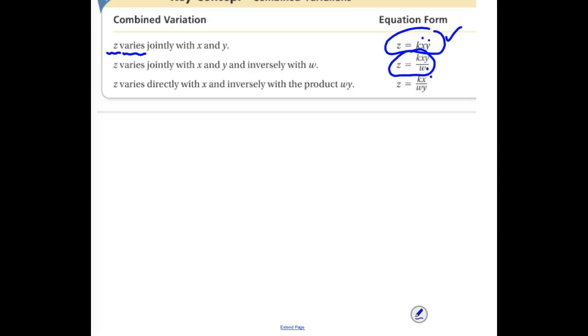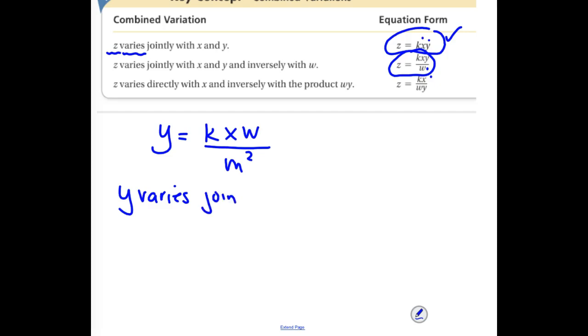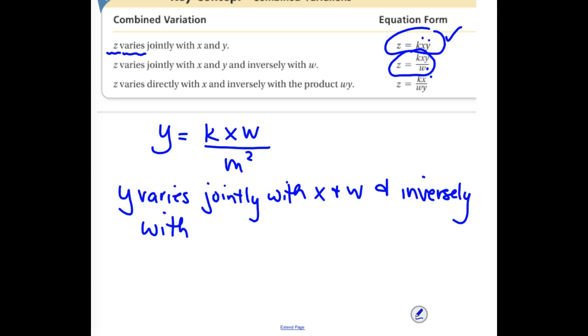Okay? So if I give you this equation, how would you describe that to me? We'd start out with y varies directly with x and w. Now we could also say jointly, because a direct relationship with two variables, two or more, would be called joint. So y varies jointly with x and w, and inversely with, and you might see m squared or the square of m, something like that.